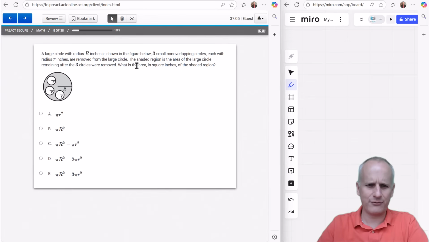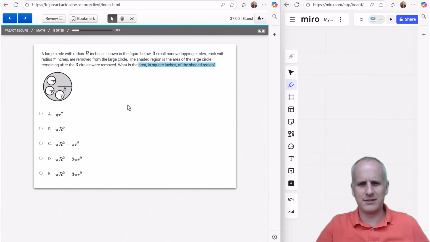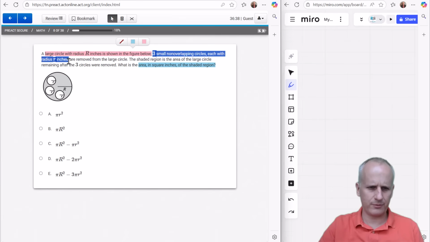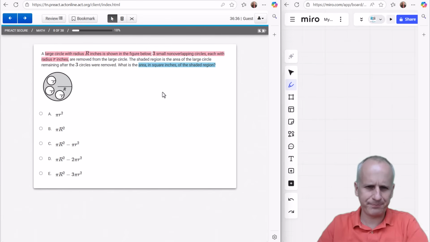Here we're being asked for the area in square inches of the shaded region. So once again, skip to the end so that you don't read this information twice. We've got our pointer. We see a large circle with radius R inches is shown in the figure below. We'll highlight that in pink. And then we've got 3 small non-overlapping circles, each with radius r inches, removed from the circle. So this is just going to be 3 small circles with radius r inches. We'll highlight that in pink as well. And the shaded region is the area of the large circle remaining after the 3 circles were removed.